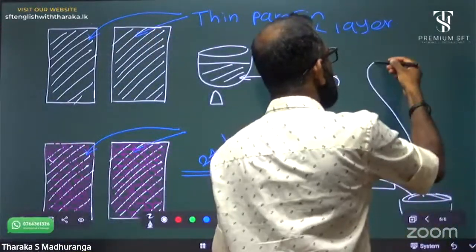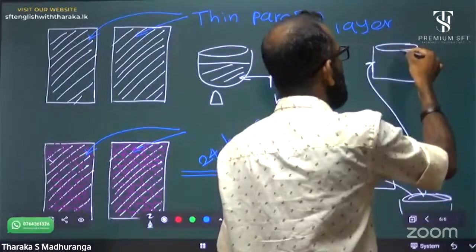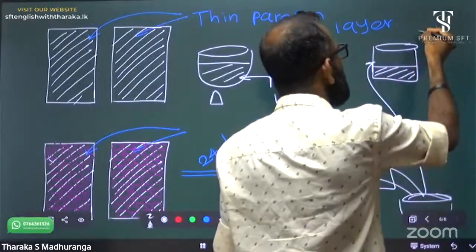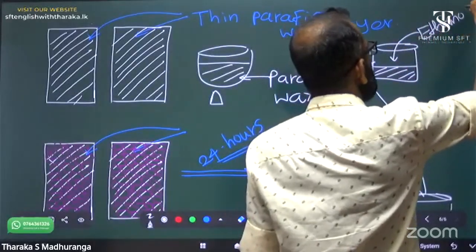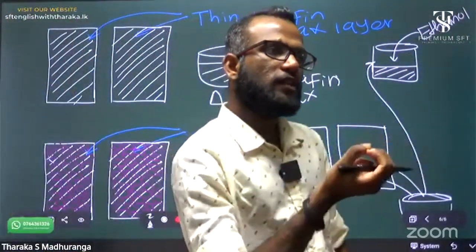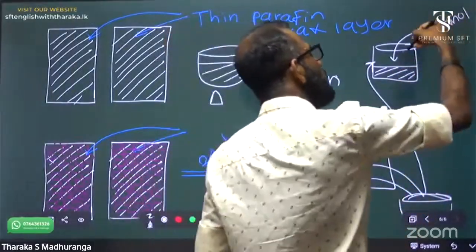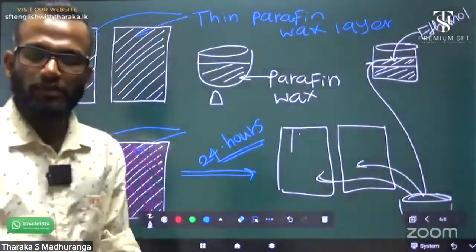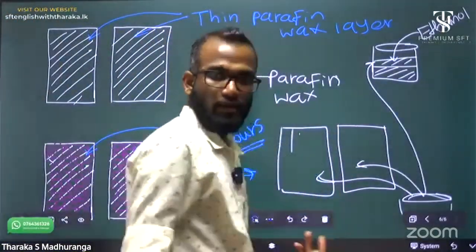Okay, after that, the final step, we can add ethanol. This is the collected solid wax. Then we can add ethanol as a solvent. Why do we select ethanol? Because ethanol is easily evaporated at very low temperature. As a solvent, we can add ethanol into this.